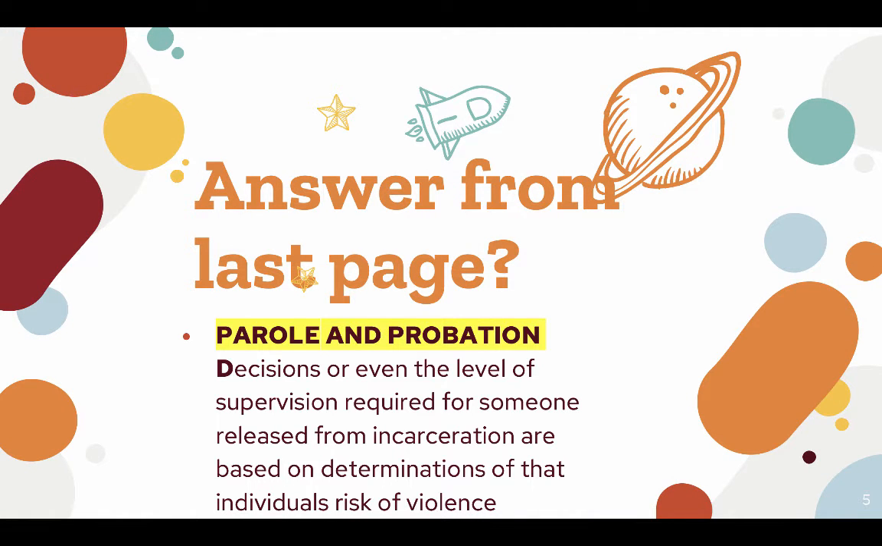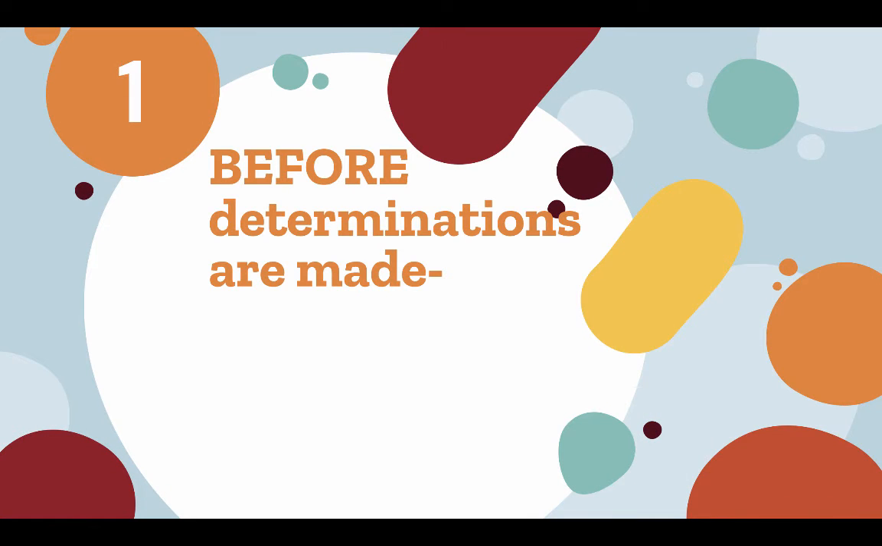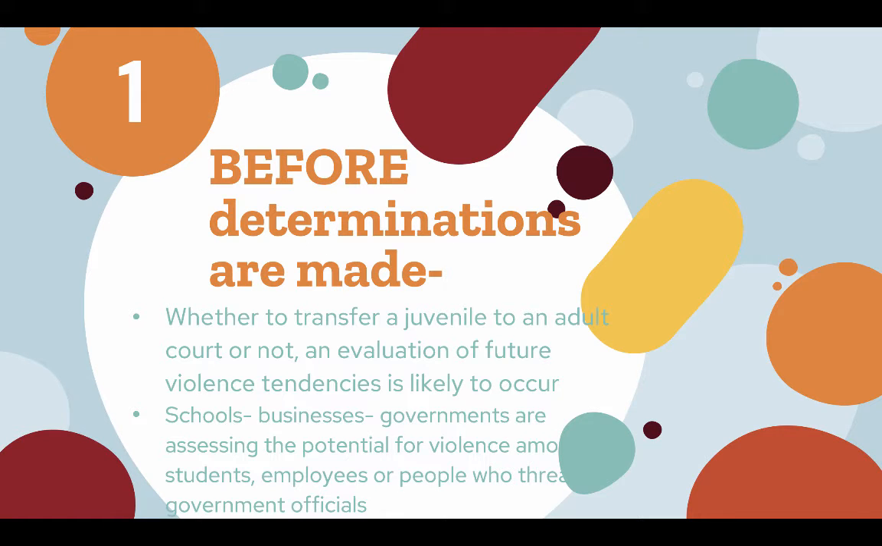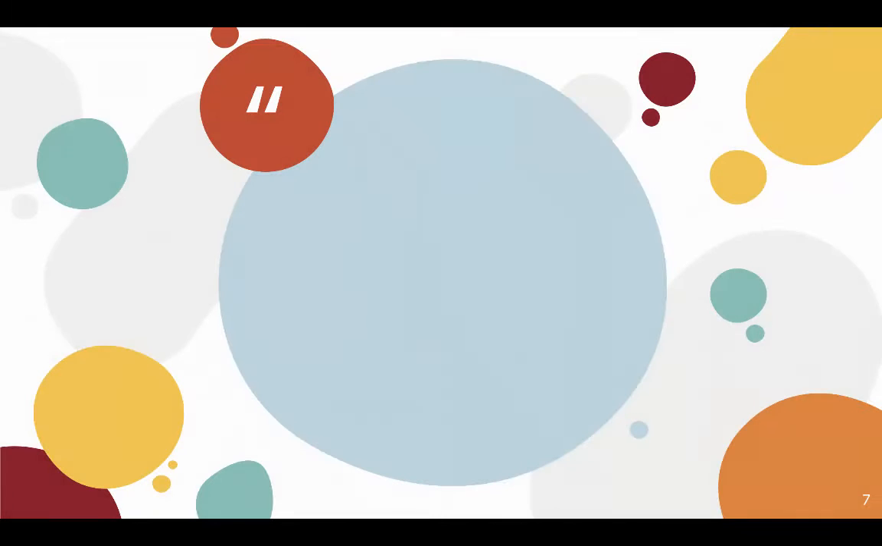Parole and probation decisions, or even the level of supervision required for someone released from incarceration, are based on determinations of that individual's risk of violence. All right, so before those determinations are made, whether to transfer a juvenile to an adult court or not, or an evaluation of future violence tendency is likely to occur, schools, businesses, and governments are assessing the potential for violence among students, employees, or people who threaten government officials.